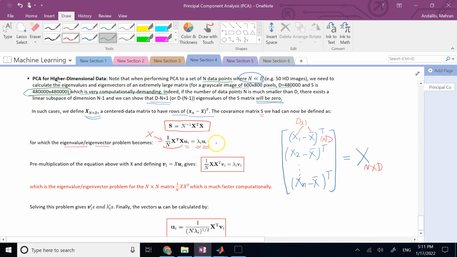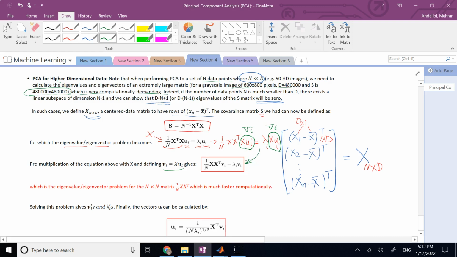If you do that, what will you get? You will get 1 over n X X transpose X u_i is equal to lambda_i X u_i. And now you define this X u_i, you call it v_i. So this guy here is going to be v_i as well as this one. And this is going to be the result.